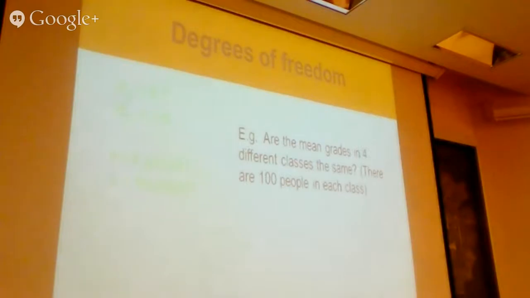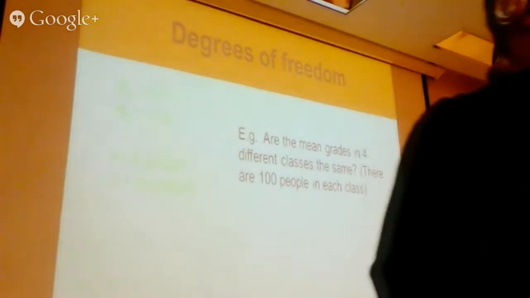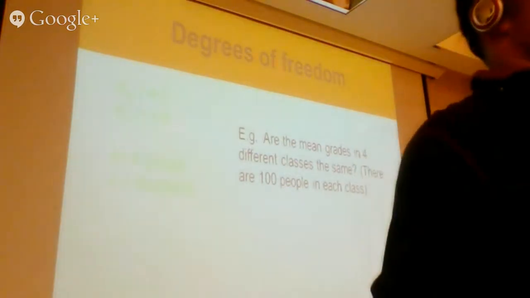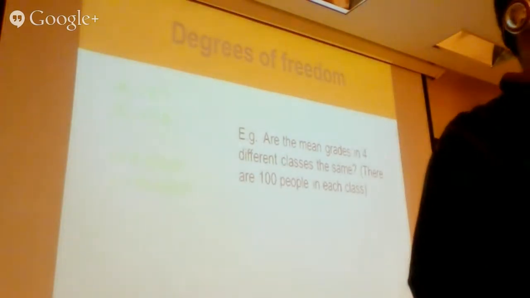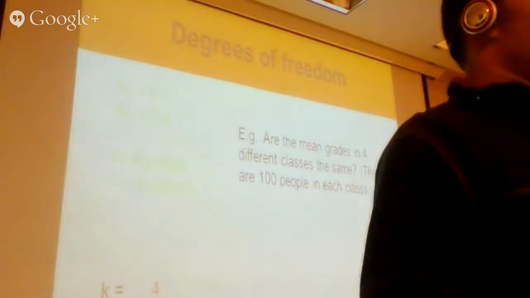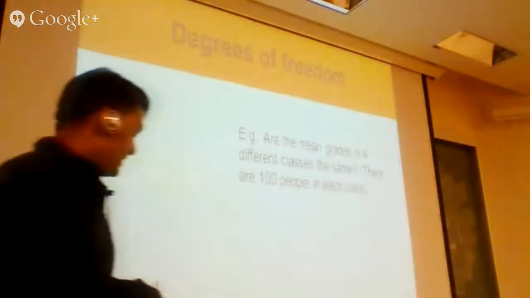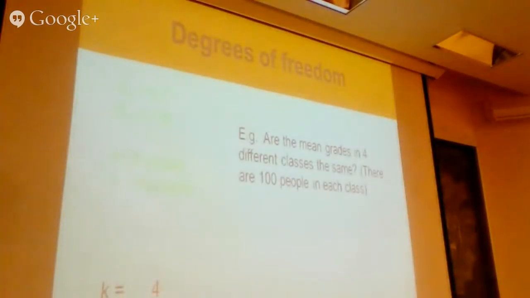So the example we're going to work through is 4 different classes. Let's call them stats classes. And there are 100 people in each class. That means 400 people total. So K is going to be 4 different classes, and N is going to be 400. So the between group degrees of freedom is K minus 1, so 3. And the within group is 400 minus K, or 396.